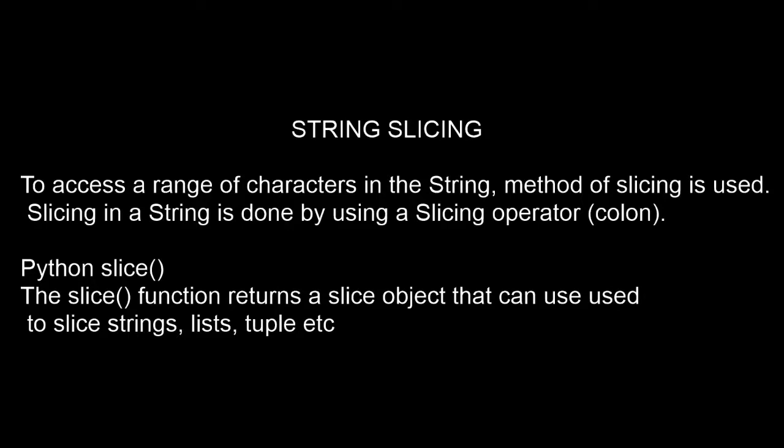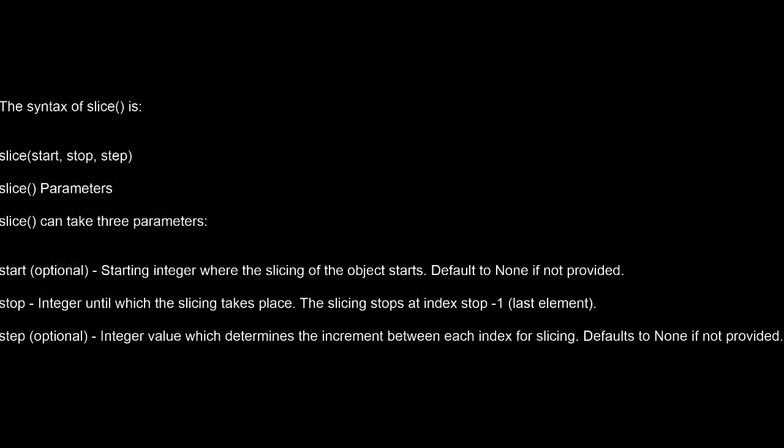Now we will see the second method of string slicing in Python. We can use a slice function that returns a slice object, and that can be used to slice a string in Python. This is the syntax of the slice function: slice start, then the second argument stop, then we can specify a step. So start, stop and step arguments are used to slice a string.